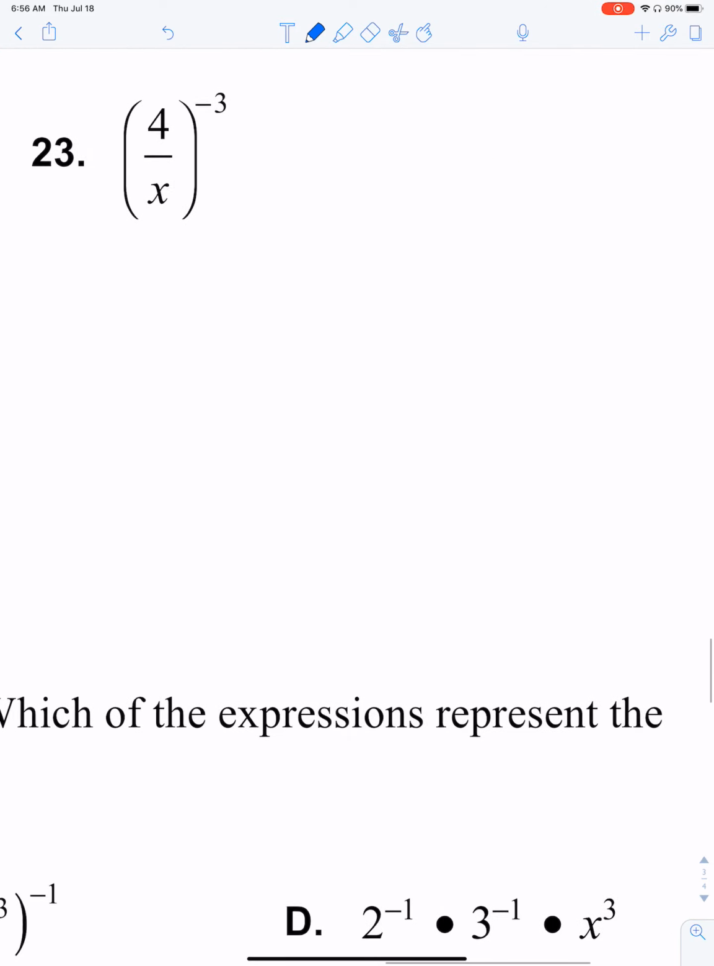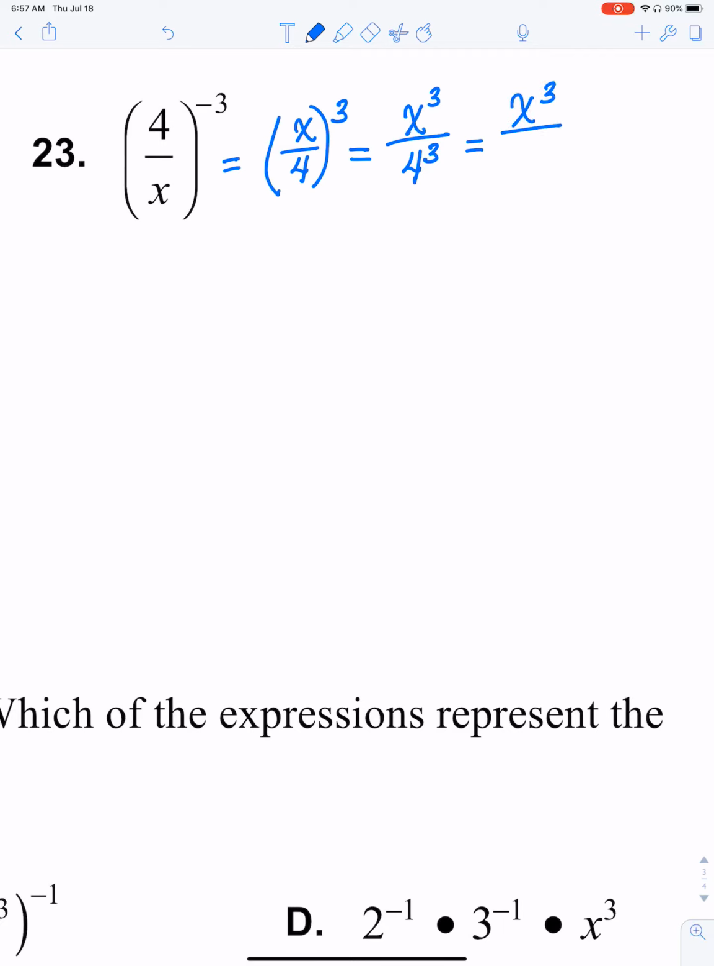23. Okay, first thing I'm going to do again is get rid of that negative exponent. So I'm going to use the reciprocal of x over 4, and now it's going to be to the positive third power. Then I need to distribute that third power throughout the expression, so it becomes x to the third over 4 to the third. Okay, x to the third I can't simplify, but 4 to the third I know is 64. Okay, so our final answer is x to the third over 64.